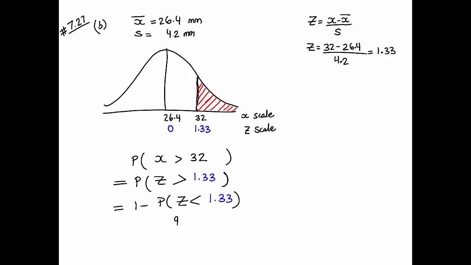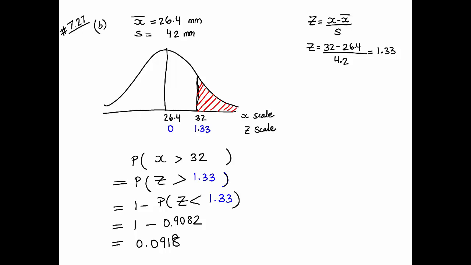Now you would go to your table, look for 1.33 under the positive z-score table, and you would get your answer as 0.9082. You would subtract that answer from 1 and get your final answer, convert to percent and write a statement. That was part B.